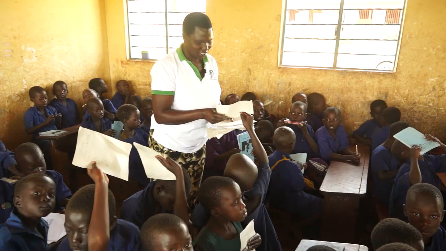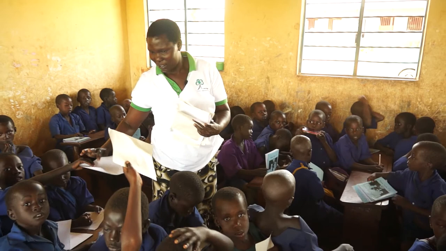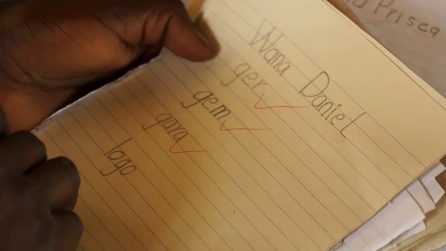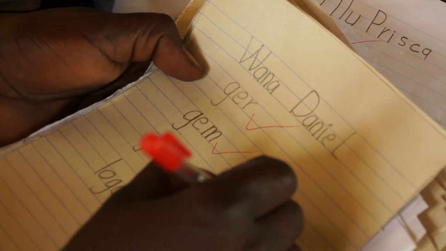When the test is completed, Sammy collects them for assessment. She marks pupils' spelling tests and returns them to them on Monday. Teachers should use the grading system established for the parent report cards.